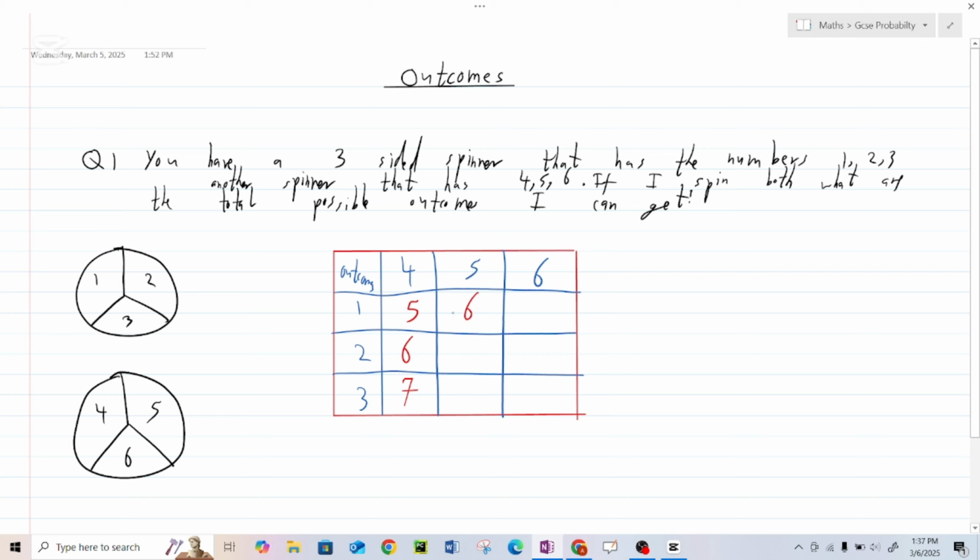Same for all of them. 1 and 5, I get 6. 2 and 5, I get 7. 3 and 5, I get 8. 1 and 6, I get 7. 2 and 6, I get 8. 3 and 6, I get 9.